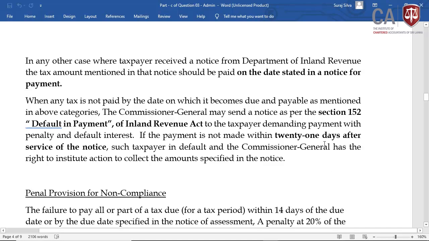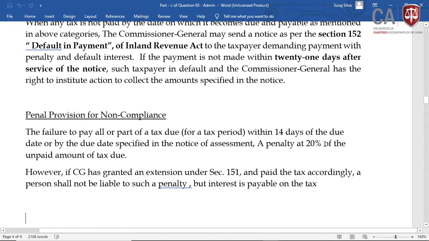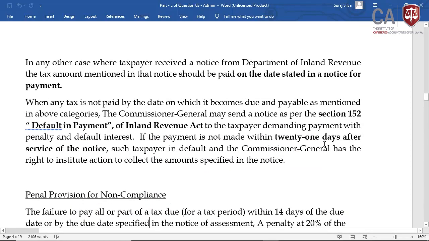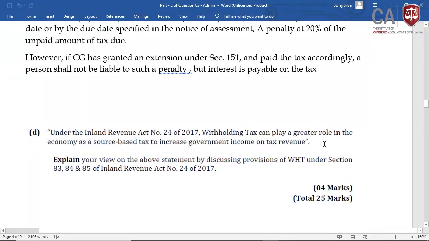Section 152, default in payment under the Inland Revenue Act, a notice to the taxpayer demanding payment with penalty and default interest. If the payment is not made within 21 days after service of the notice, such taxpayer is in default and the Commissioner General has the right to institute action to collect. That is the point where the recovery procedures start. Then the penal provision on this.